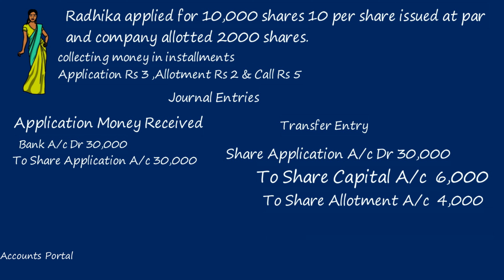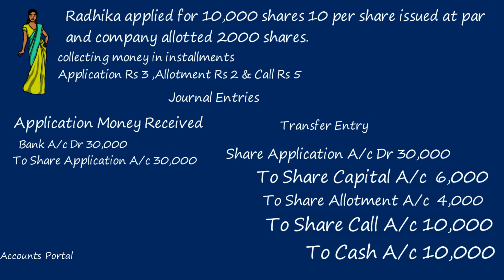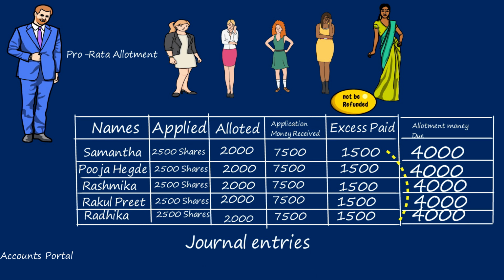On call, Radhika has to pay number of shares allotted into call money, 2,000 into 5, how much? 10,000. So to share allotment account 4,000, to share call account 10,000. After adjusting allotment and call money, if there is still excess, that excess should be refunded. To cash account 10,000 should be refunded.